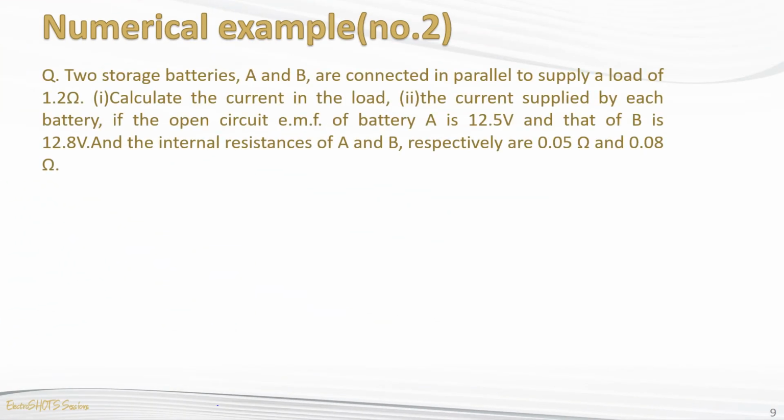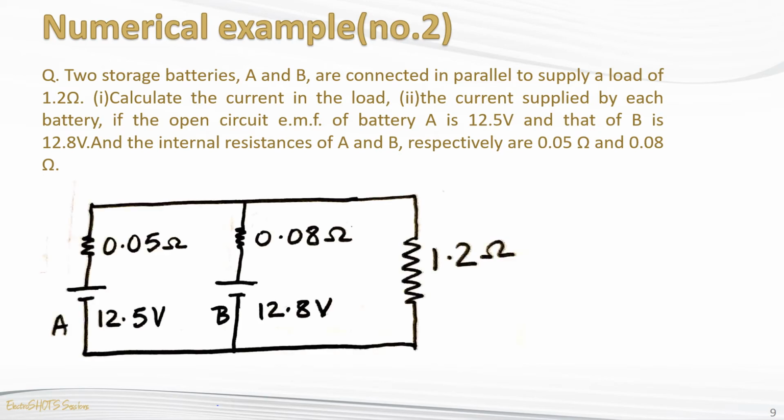Now coming to the second numerical example, two storage batteries A and B are connected in parallel to supply a load of 1.2 ohms. Now in this example, the diagram has not been given, so you have to make your own diagram by reading the question and the data provided in this.